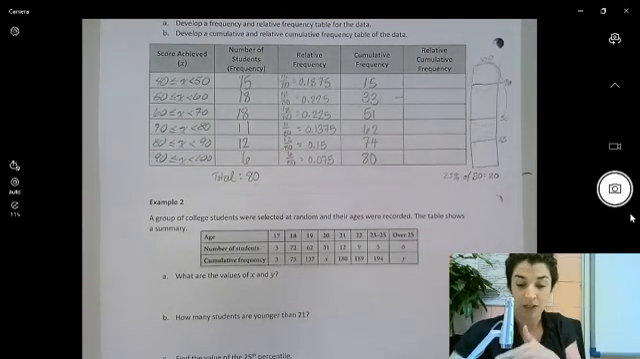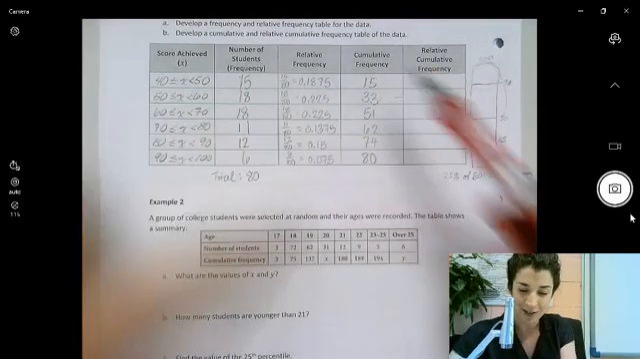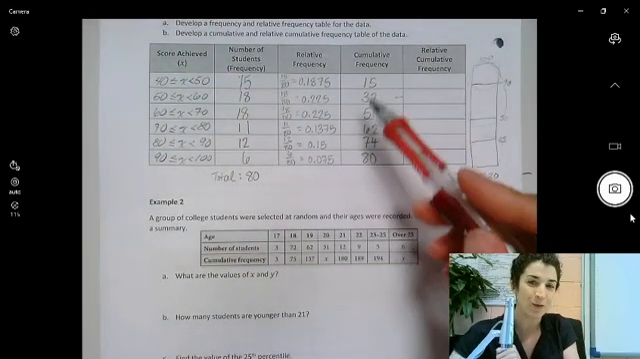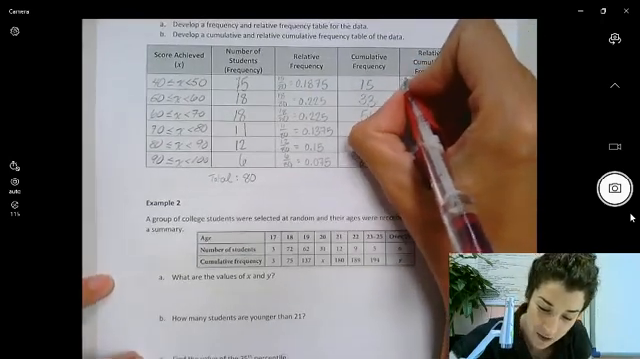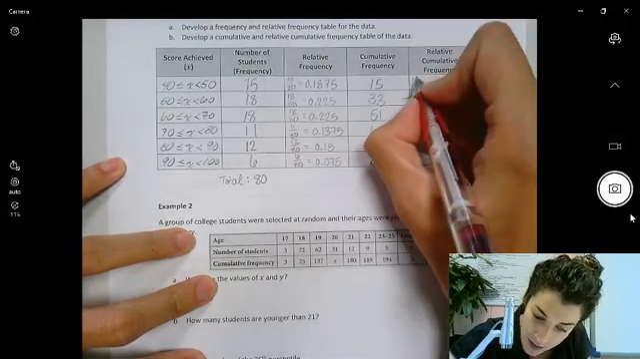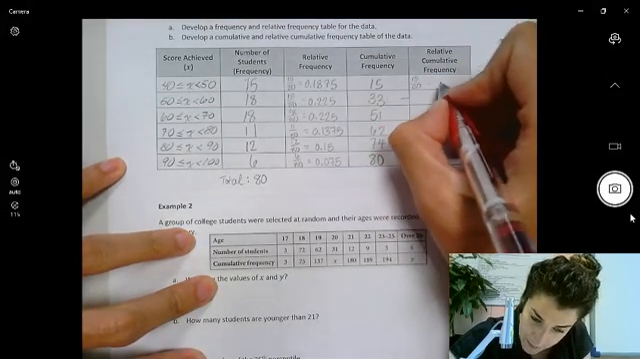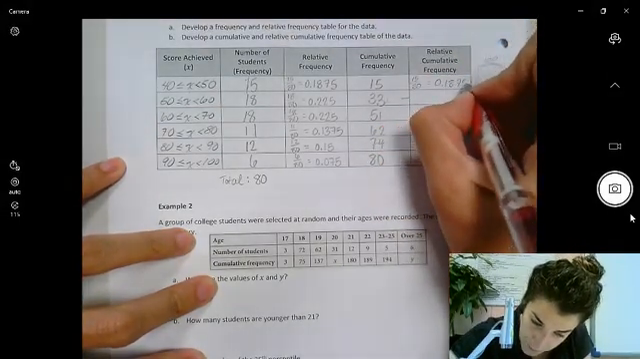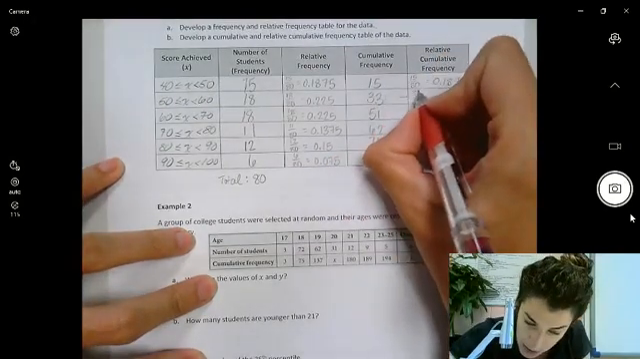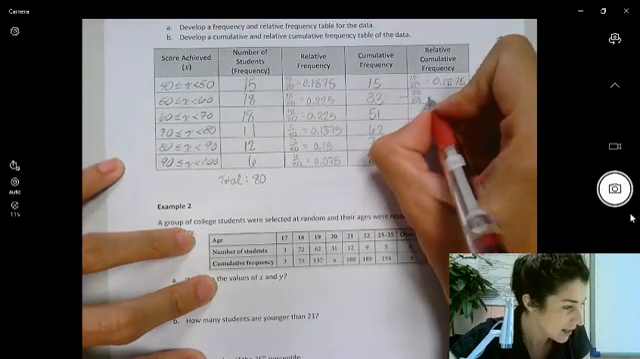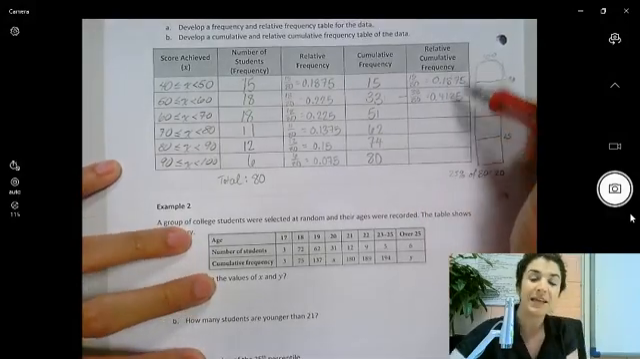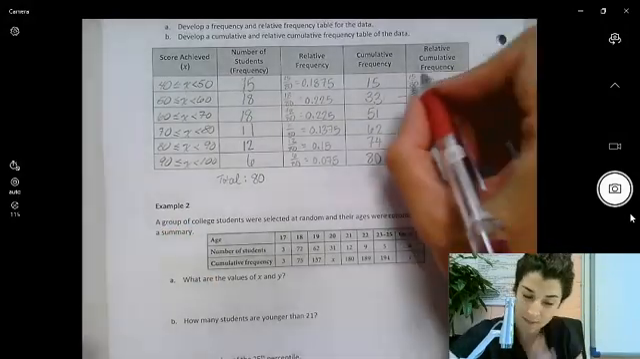All right, relative cumulative frequency is when you take your cumulative frequency and make it relative. So I need to divide it by the total. So here it's still going to be 15 over 80. However, for my next guy, it's going to be 33 out of 80, which is 0.4125. And then we're going to keep on going on.